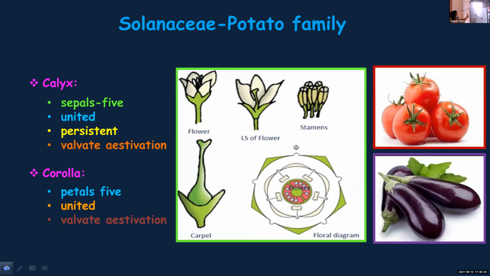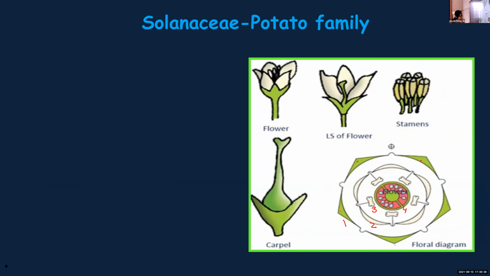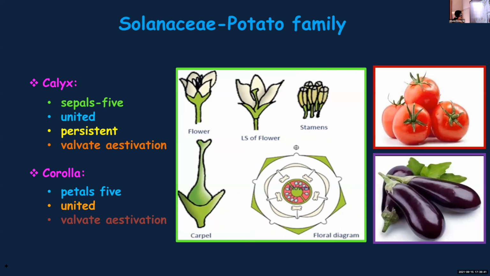See, 5 sepals, and these are united. Here, 5 sepals. 1, 2, 3, 4, 5. They are united. So here you can see these are joined together. They are fused together. So they are united.